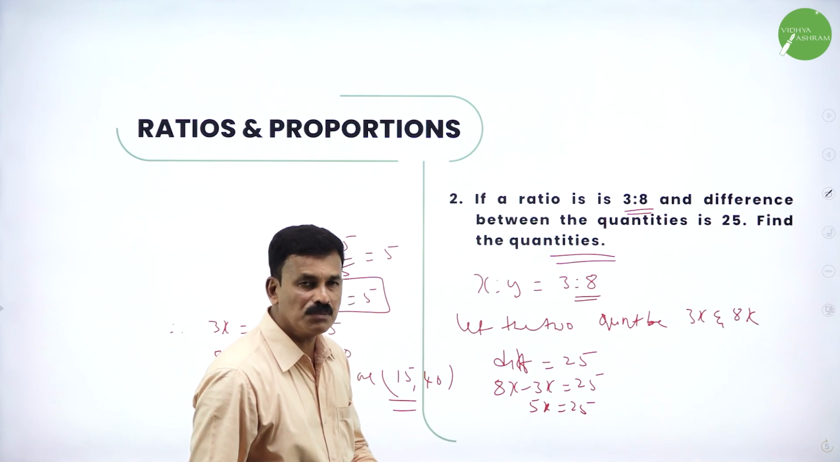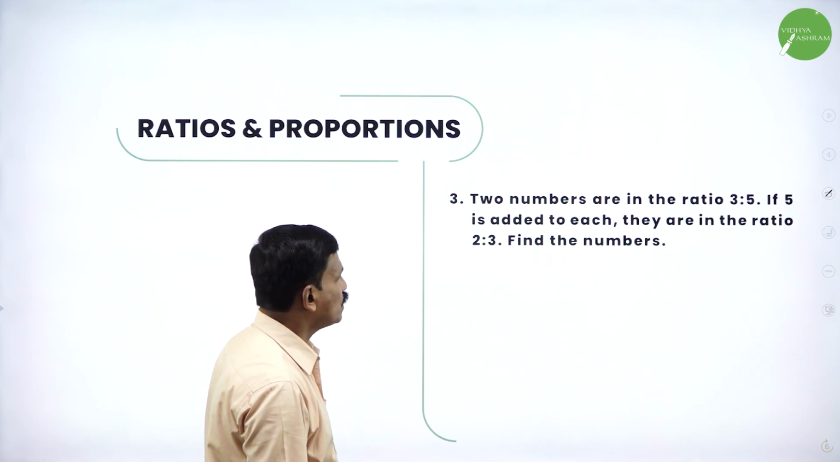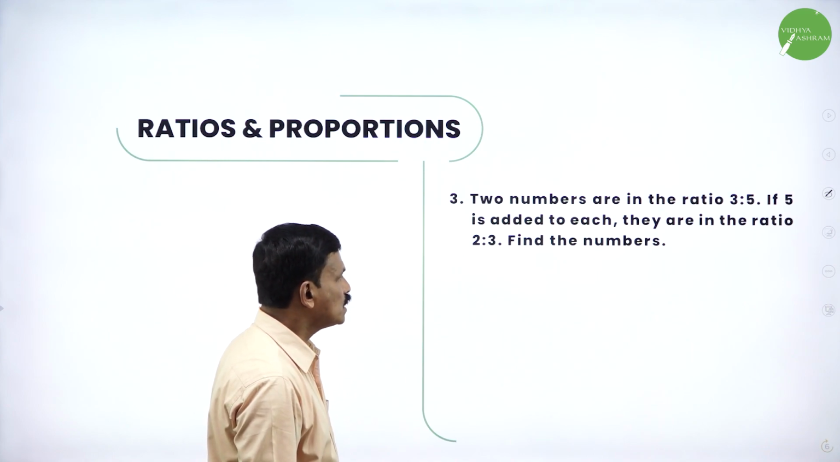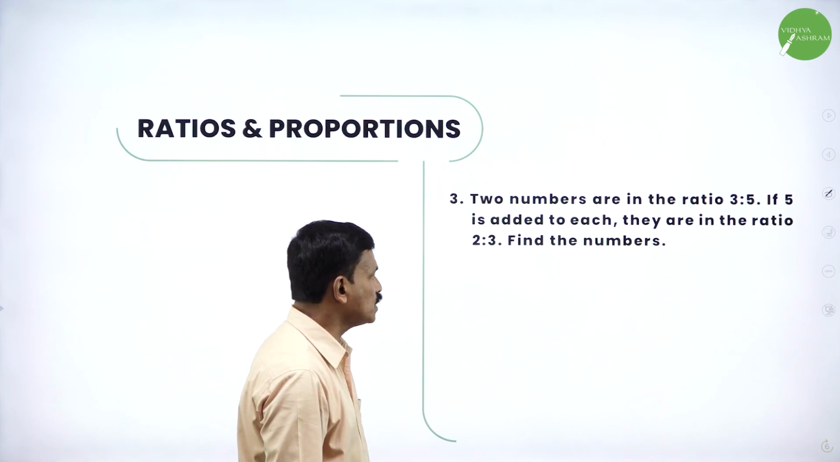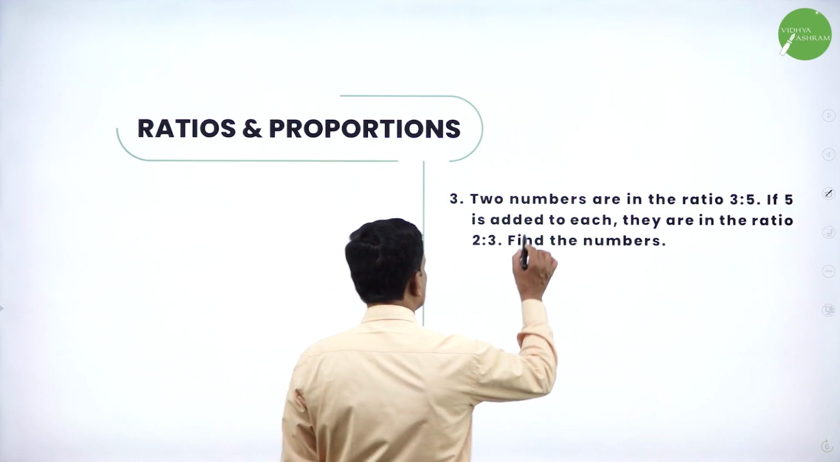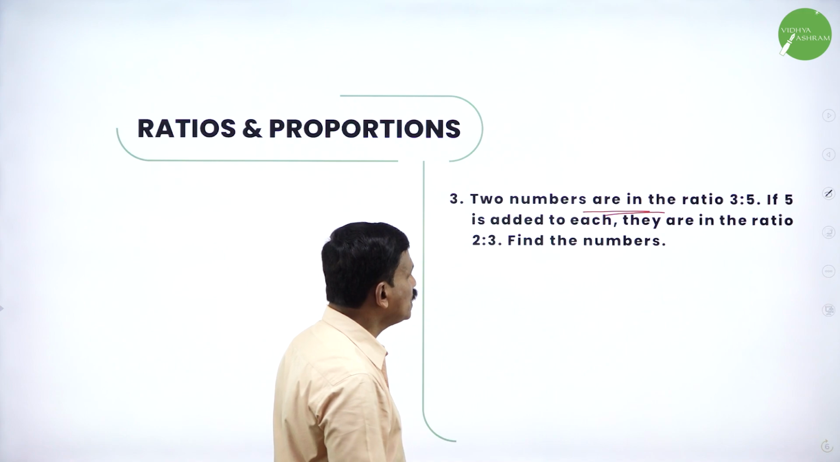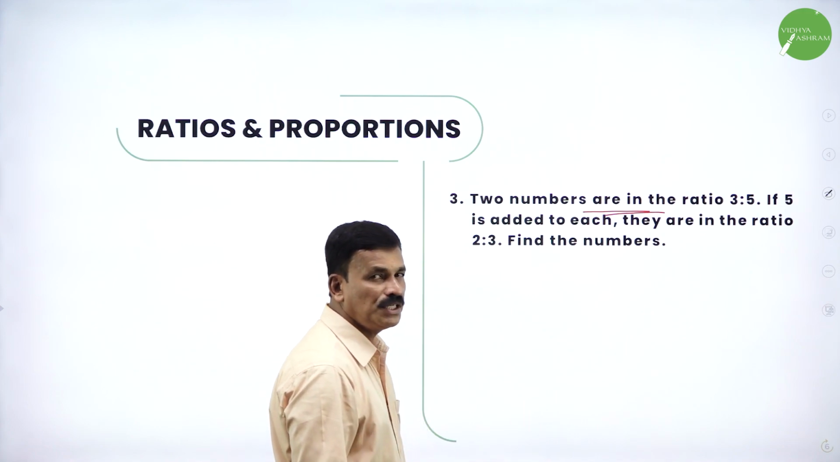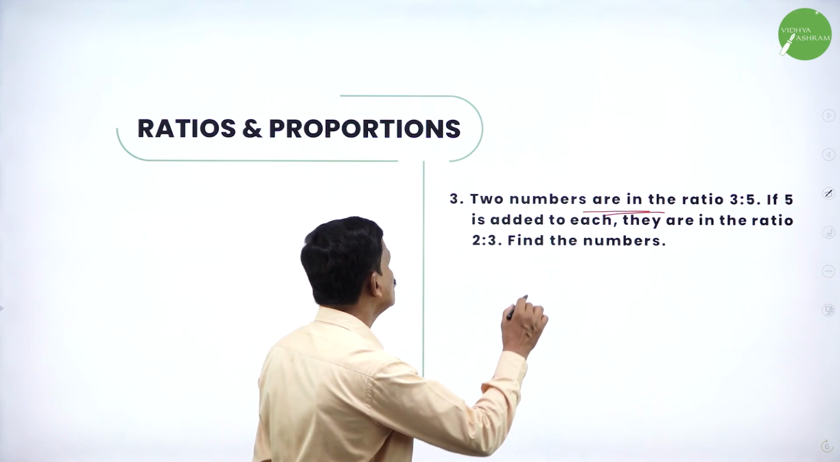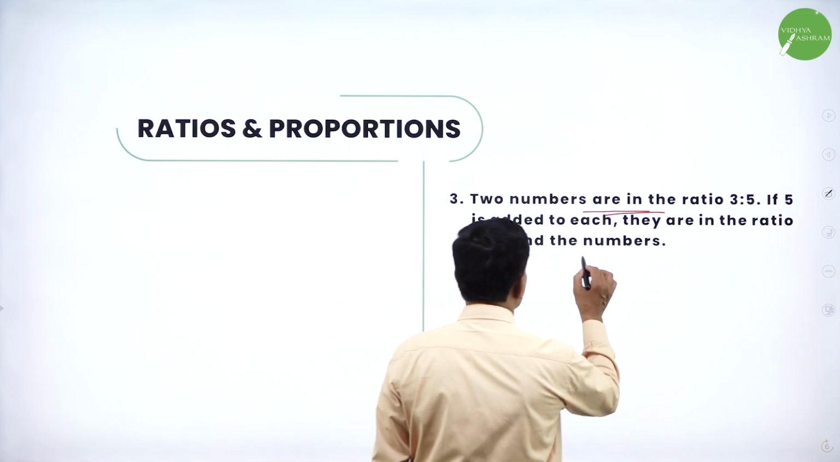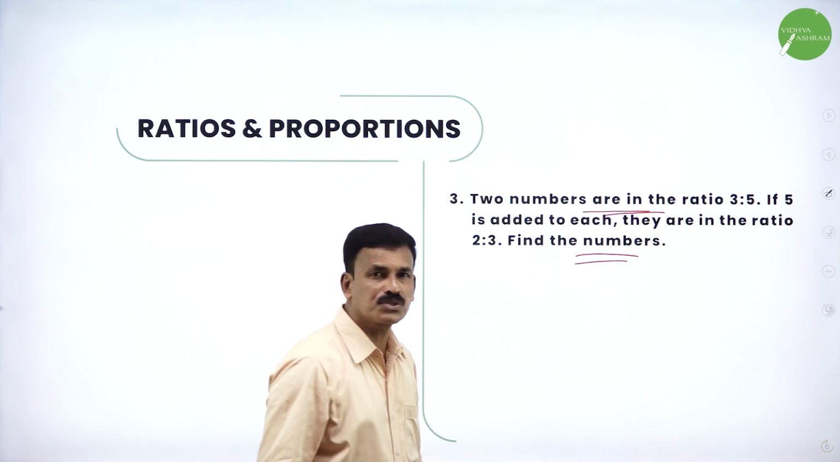Now move on to a similar type problem. The two numbers are in the ratio 3:5. If 5 is added to each, they are in the ratio 2:3. Find the numbers. So two numbers are in the ratio 3:5, then if 5 is added to each, they are in the ratio 2:3. Then what is required to find? Just find out those two numbers.